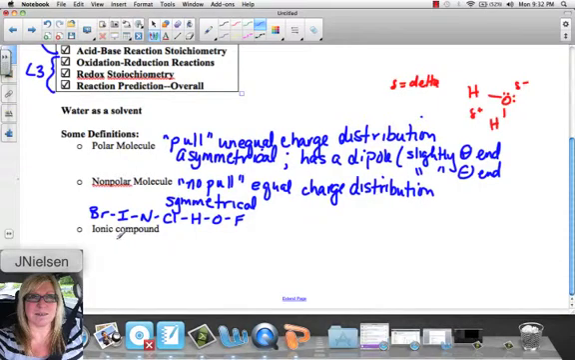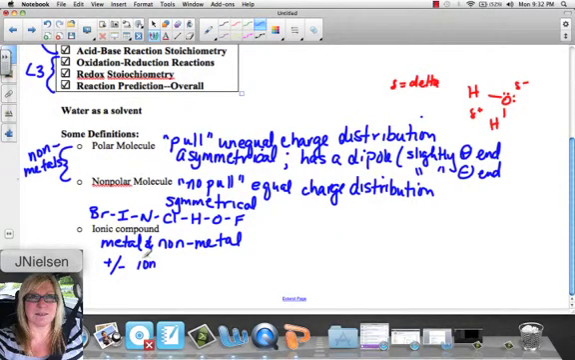Ionic compounds. Ionic compounds are usually between a metal and nonmetal, whereas our polar and nonpolar molecules are nonmetals. And due to the transfer of electrons, positive and negative ions are formed. And the positive and negative ions are attracted to one another because one atom gave up an electron, one atom gained an electron. These formed positive and negative ions. The electrostatic charges attract one another and they form a bond.